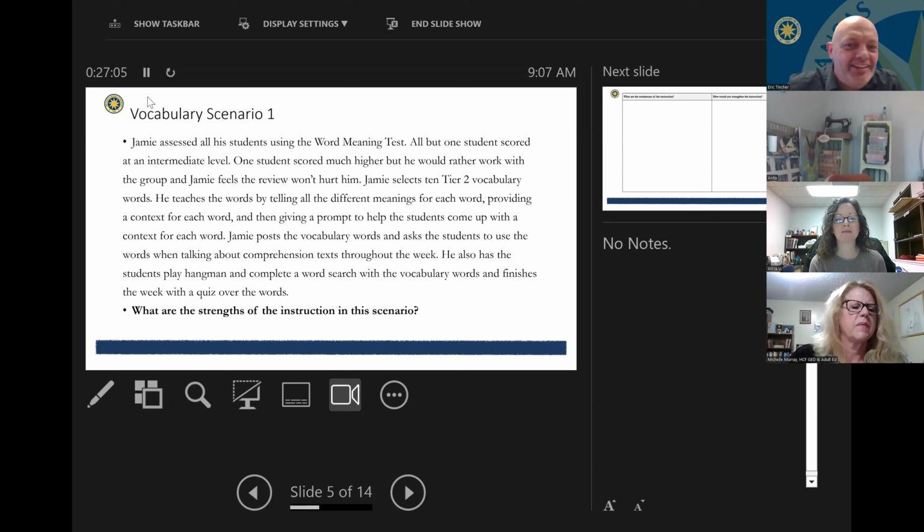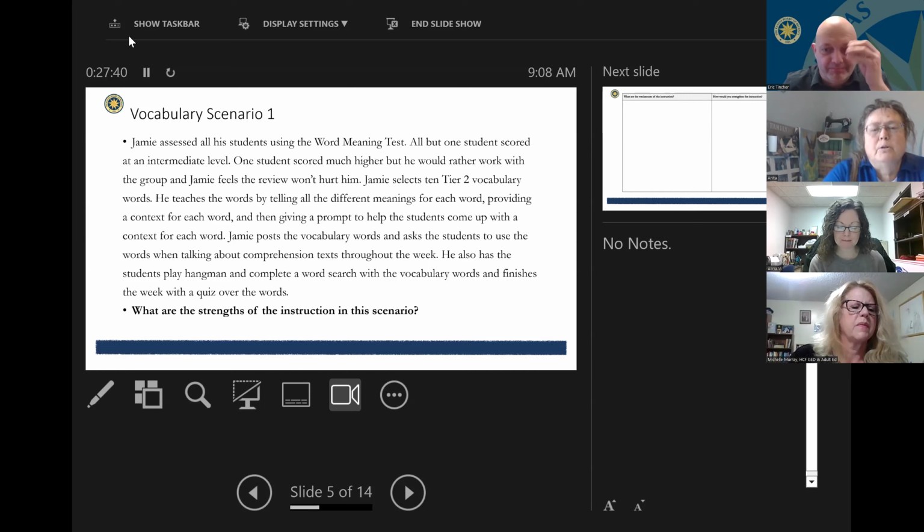Jamie selects 10 tier 2 vocabulary words. He teaches the words by telling all the different meanings for each word, providing a context for each word, and then giving a prompt to help the students come up with a context for each word. Jamie posts vocabulary words and asks the students to use the words when talking about comprehension texts throughout the week. He also has the students play hangman and complete a word search with vocabulary words and finishes the week with a quiz over the words. What are the strengths of the instruction in this scenario?